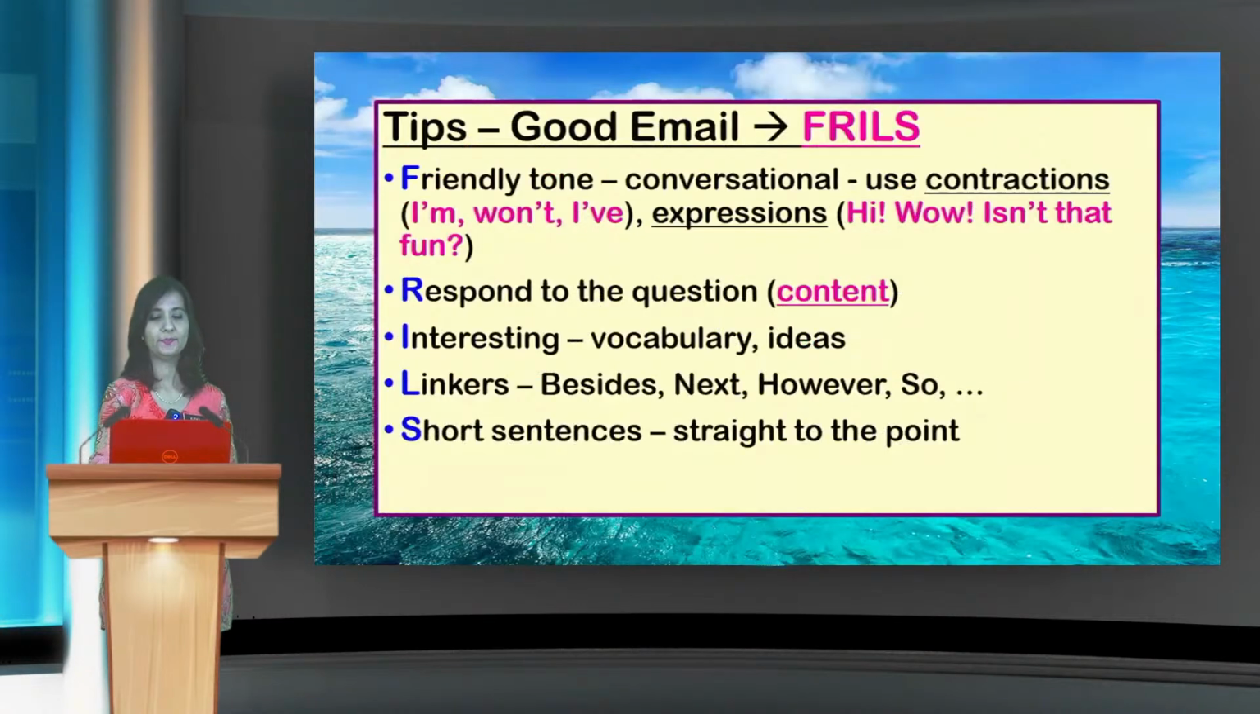Okay, so use these tips. Use these tips, FRILS, F-R-I-L-S, for your email writing. F stands for friendly. So always remember to be friendly in your tone. Be very conversational. Use contractions like I'm, won't, I've. The full term of I'm is I am, won't is will not, I've is I have. You can use contractions for email writing, but not for the other parts of the essays.